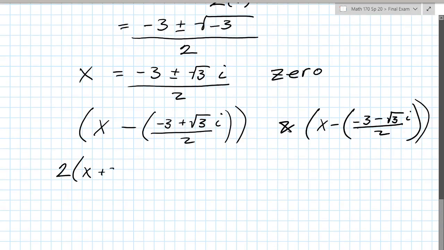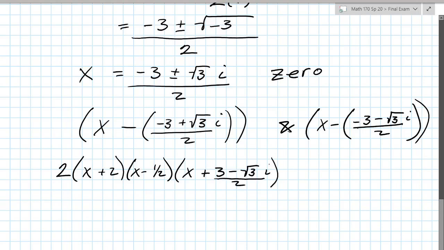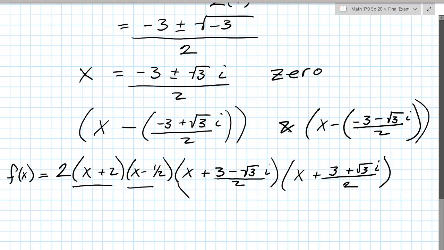So 2, x plus 2, x minus 1/2, and then I'm going to distribute my negative here. x plus 3 minus the square root of 3i over 2, and then times x plus 3 plus the square root of 3i over 2. So here is our f of x factored into a product of linear factors.